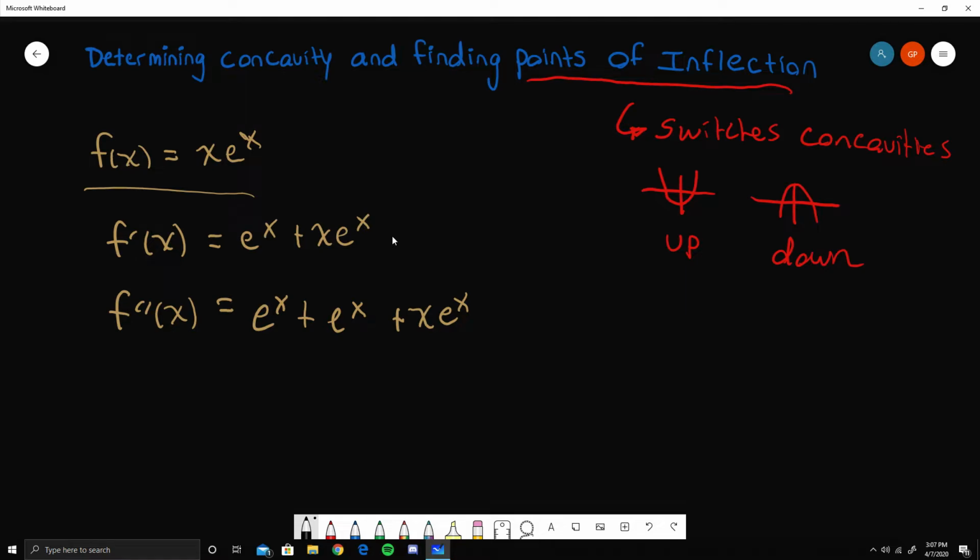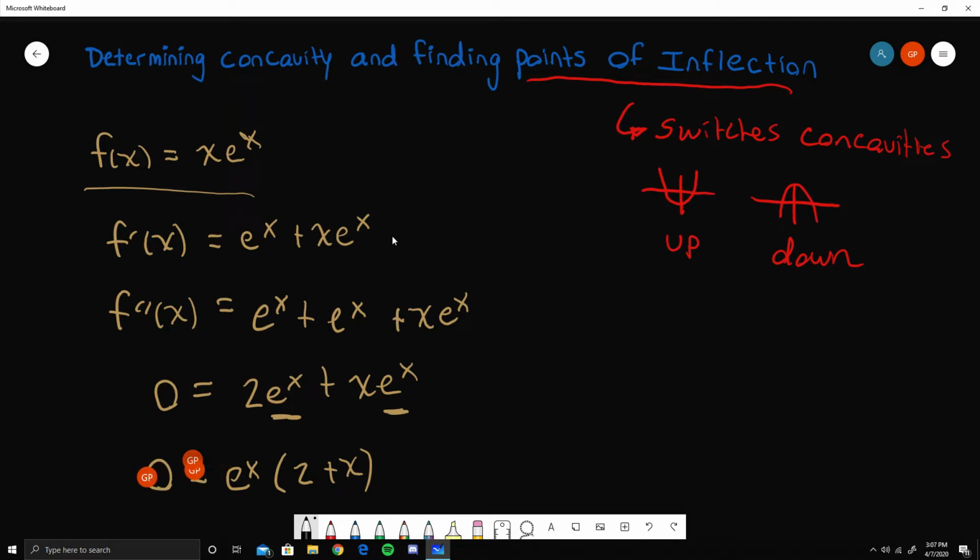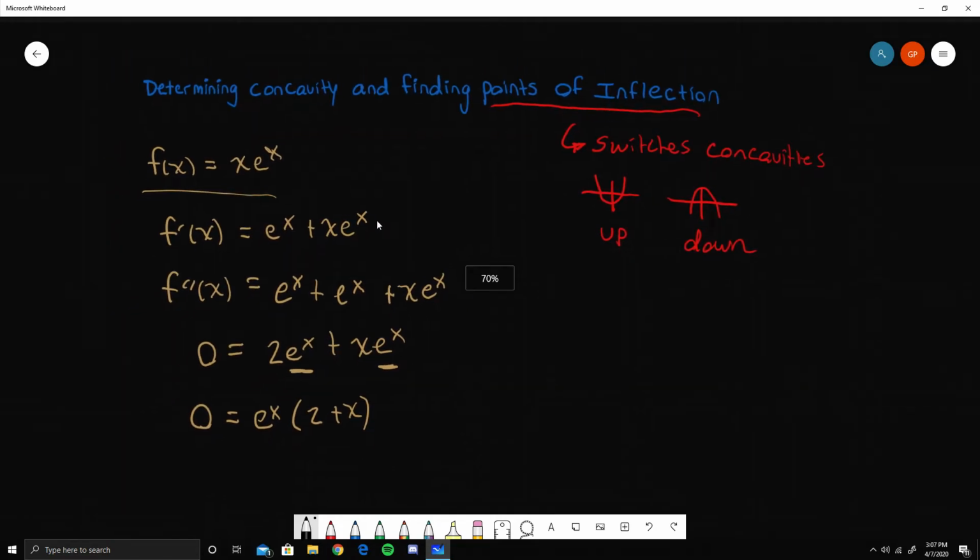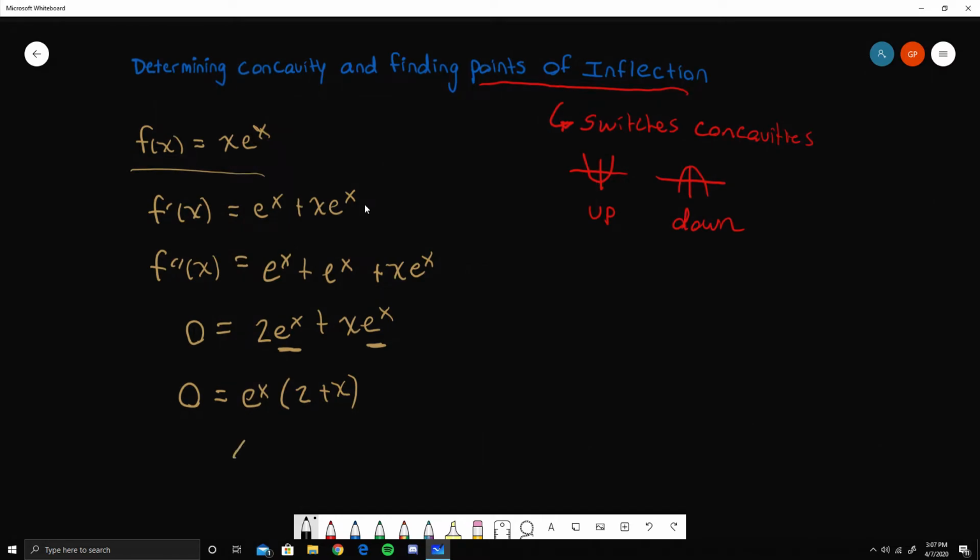Once I do that, I get the following: 0 is equal to 2e to the x plus x e to the x. Before I go any further, I notice that they have a common factor of e to the x. That means I can factor this out to make it easier to find the zeros. So I'm going to rewrite this as e to the x times (2 plus x) is equal to 0. Now I can determine that my zero is negative 2.